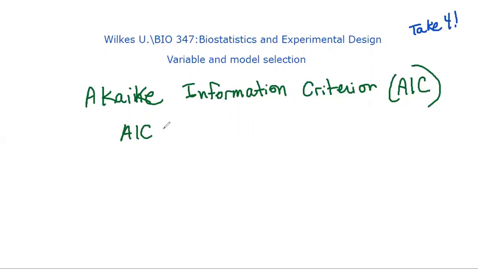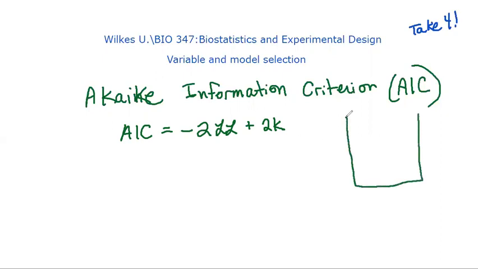So AIC is equal to -2 times the log likelihood plus 2K. Let's think about this. If we throw up our curve where we looked at bias and variance, and we want to find the model here, this is model complexity.